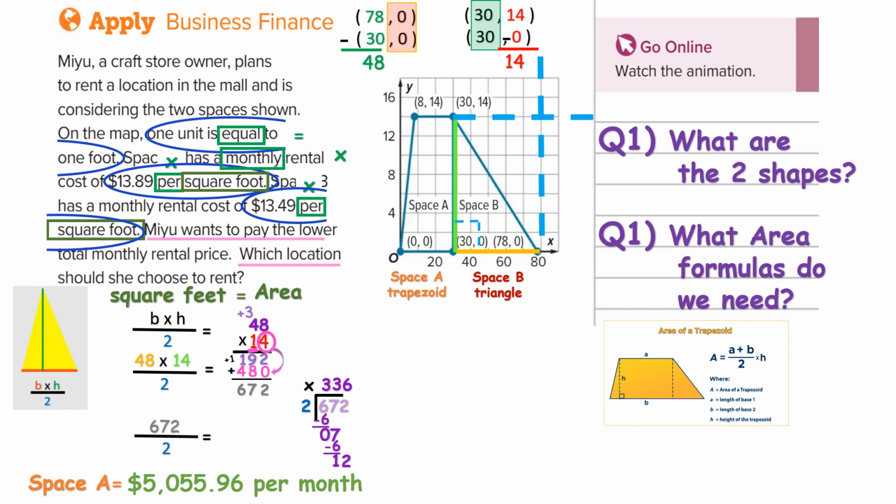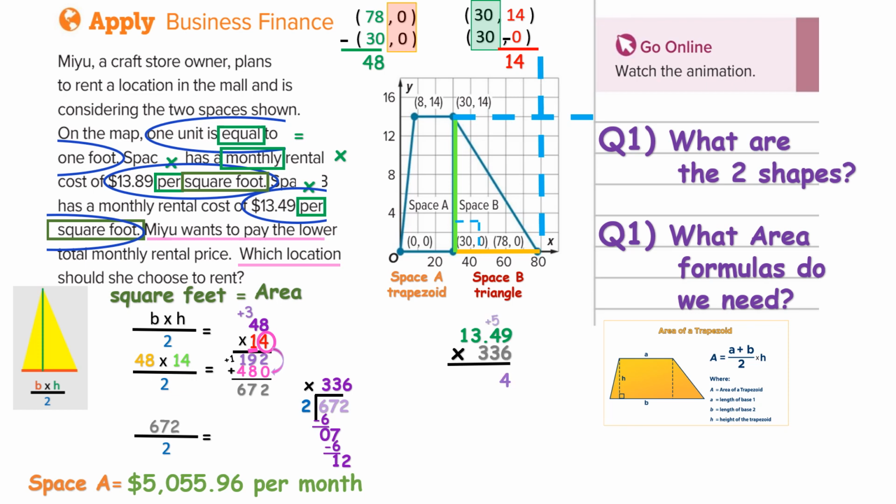Well, now, in order to figure out how much I'm going to be charged for a month, if I get the triangle, then I have to look at how much we're charging for that space B. And that's $13.49. So now I've got to go through the multiplication. It's a lot of work on this math problem, but follow it step by step and you're going to be okay. I start with the 6, and 6 times 9 is 54.